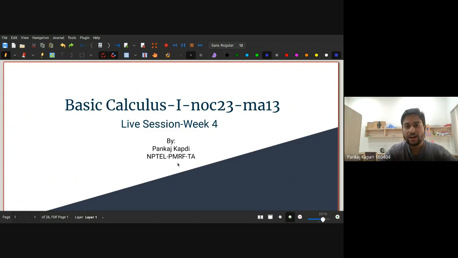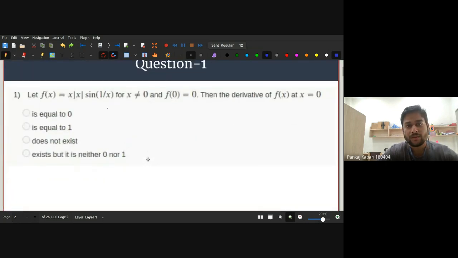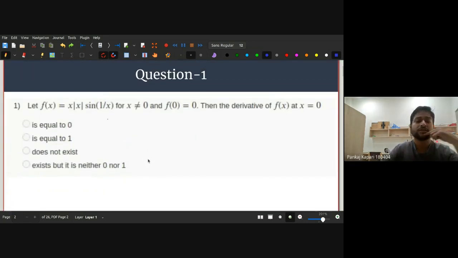And today I will discuss some problems related to the differentiability of real valued functions and some properties like finding maxima and minima of these functions using the derivative of functions. Okay, so let's start with our first problem. So this is our first problem here.